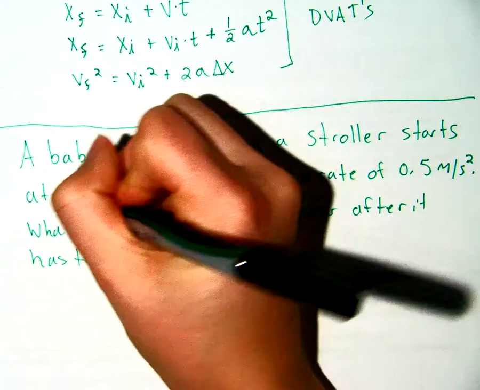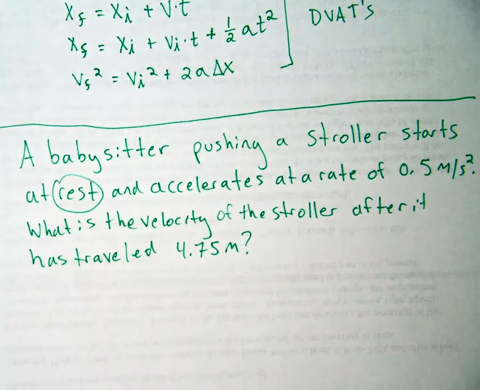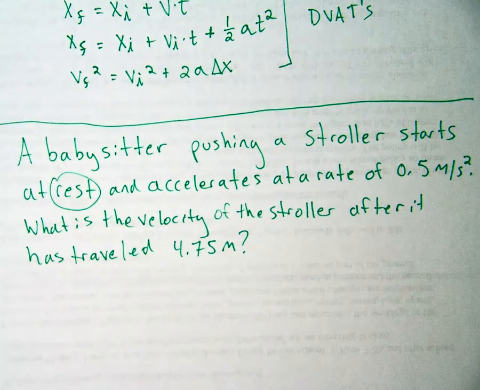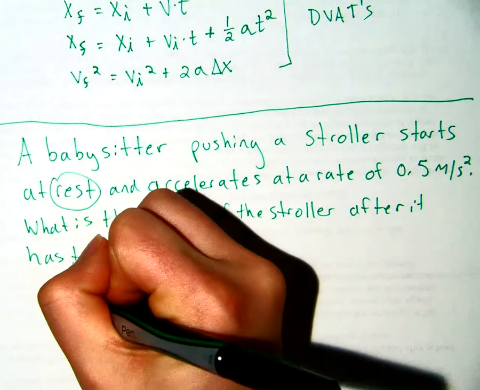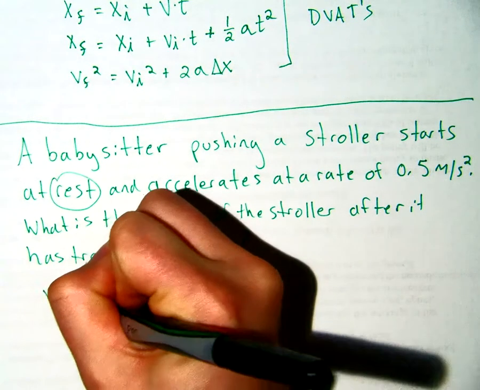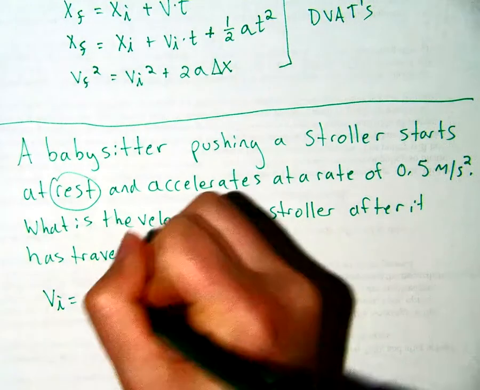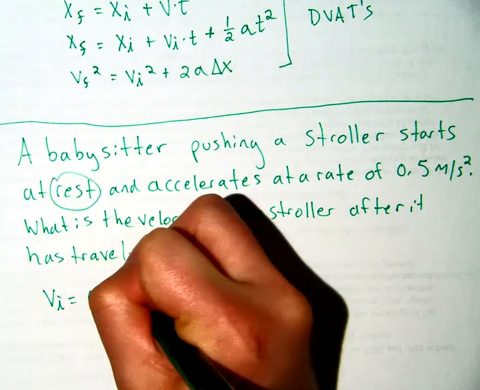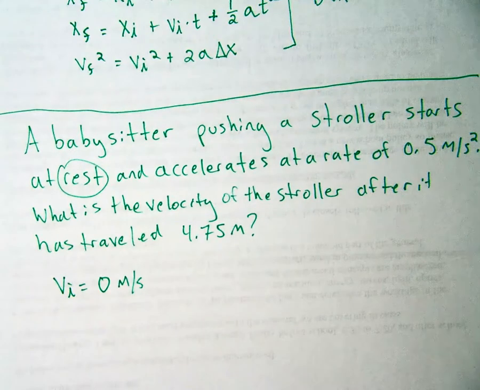A stroller starts at rest. That's a key word. If we're resting, what are we doing? We're not moving. It's sort of like we're standing still or we're stationary. So you can think about a babysitter starting at rest, or she's standing still. So this lets us know our initial velocity. Our initial velocity is going to be 0. I'm going to leave the units as meters per second.